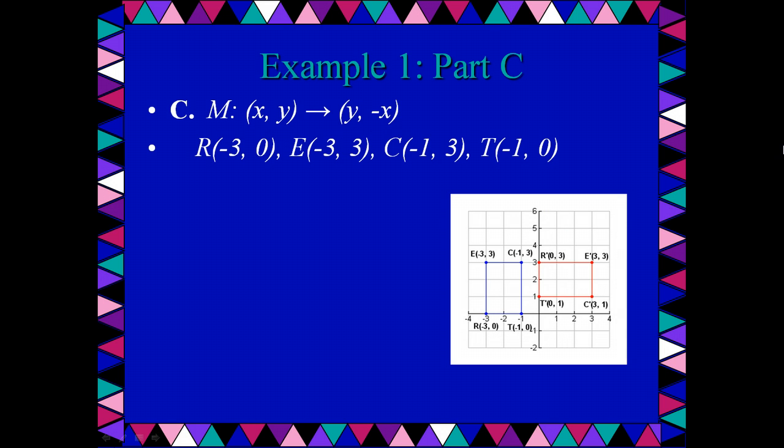And we end up with a change in our rectangle, and this is a 90-degree clockwise rotation with a center of (0, 0), because it's about the origin.